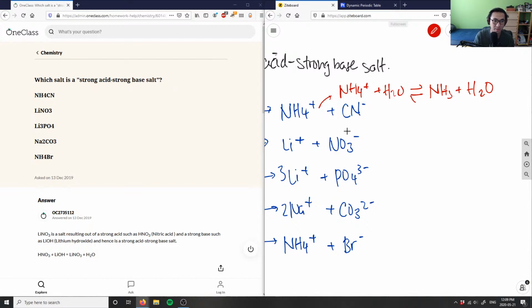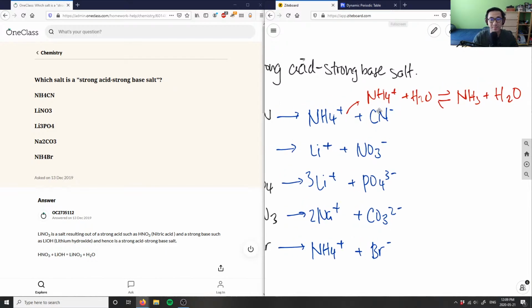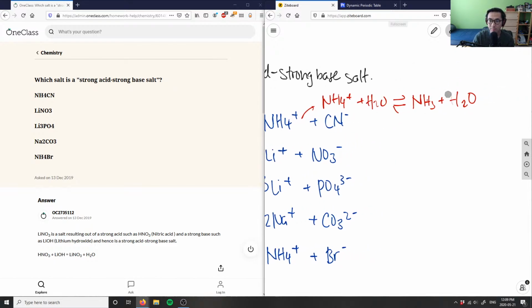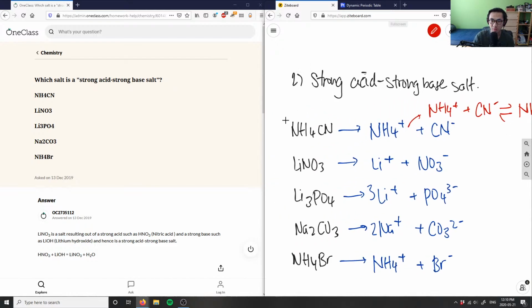And you also have CN minus here, which is going to be a weak base. It's going to accept a hydrogen here. So in this case, you can replace H2O with CN minus if you really wanted to here. And you get NH3 plus HCN here. Again, you have your weak base here, and you have a strong acid. Or you can say weak acid and strong base here. So this one is not a strong acid, strong base, so you can simply cross this out.